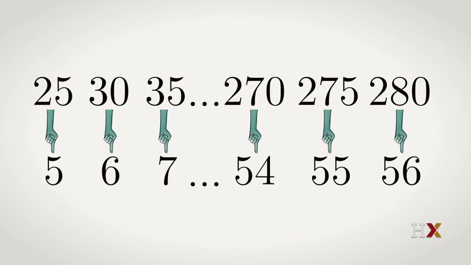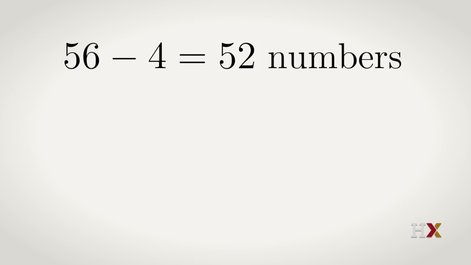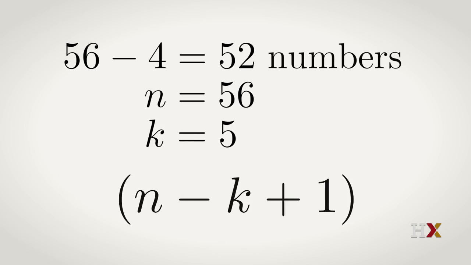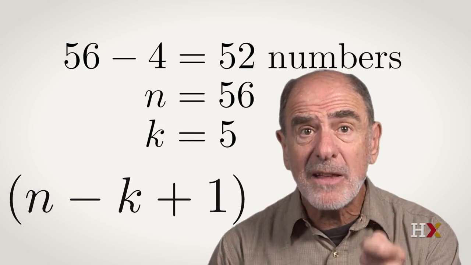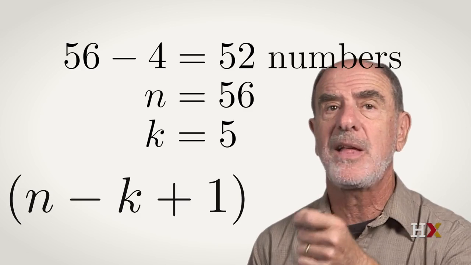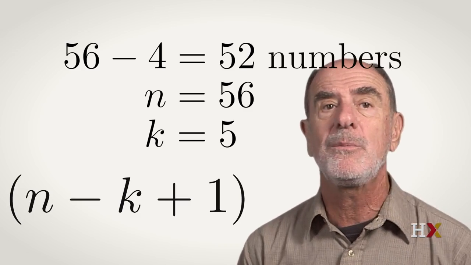Well, this is a list of numbers we know how to count, because it's just the numbers between 5 and 56. So the total number is 56 minus 4, or 52 numbers. n, in this case, in our formula, would be 56. k would be the number 5. n minus k plus 1 is the answer, 52. And that's the answer to our original problem, because there are just as many numbers on this list as there were on the original list divisible by 5.